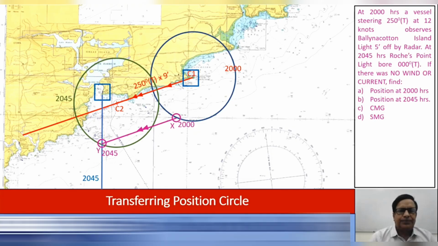Right, sir. Okay. Now see, beta, this C1, C2 that we have drawn is our CTS vector and also our course made good, distance made good vector, because there is no wind and current, right? Right, sir. So that means in 45 minutes, 2000 to 2045, you can cover only this much distance, that is C1, C2. Yeah, so that I understood.